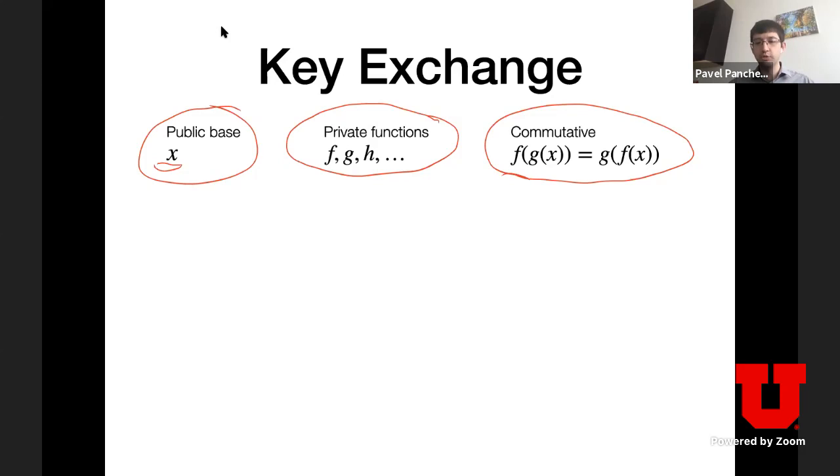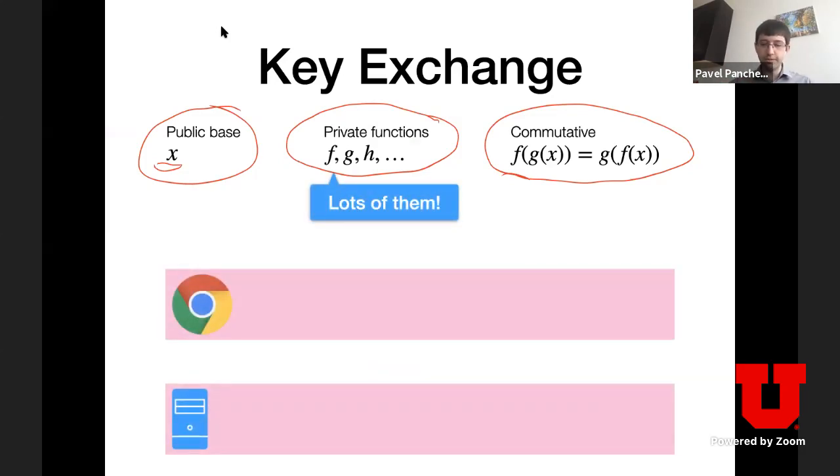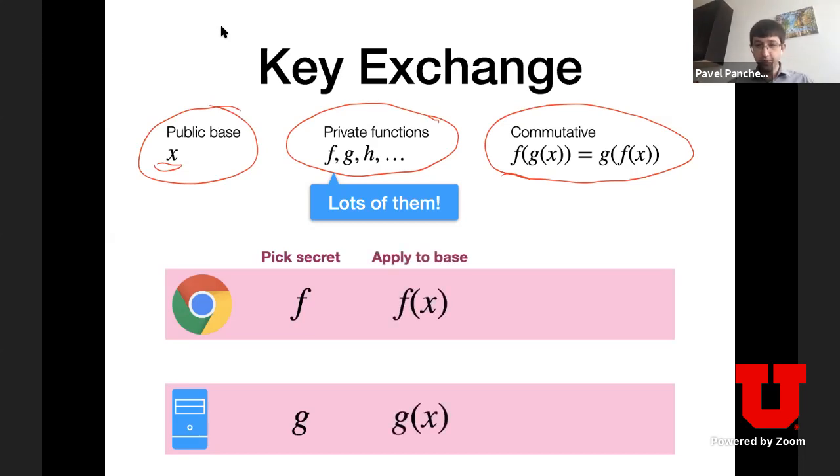And then here's how key exchange will work. First, we have our two parties, the browser and the server. And each of them will pick their own secret from this large collection of possible secrets, more or less at random. So let's say the browser picks F, the server picks G. Now they don't tell anyone. What they do, however, tell each other is that function applied to the base. So the browser will pick F, it'll compute F of X, and then it'll tell F of X to the server.